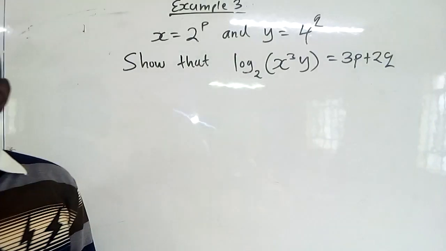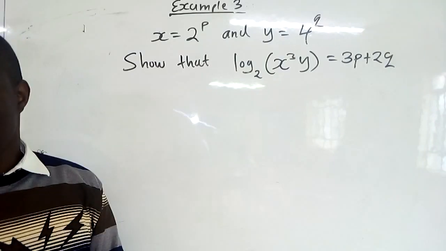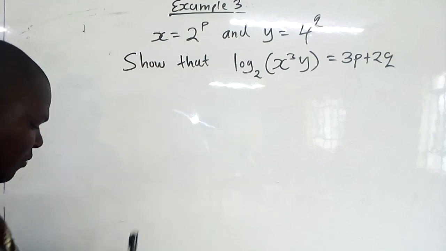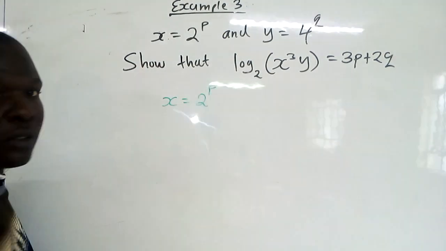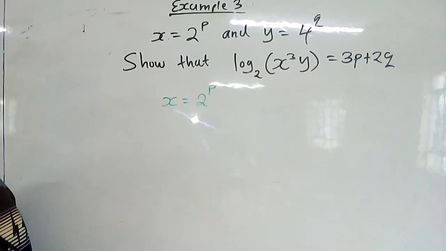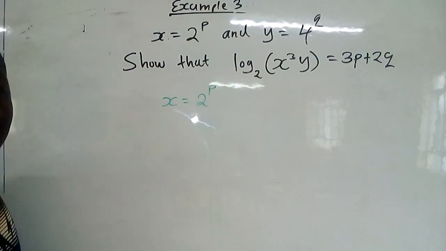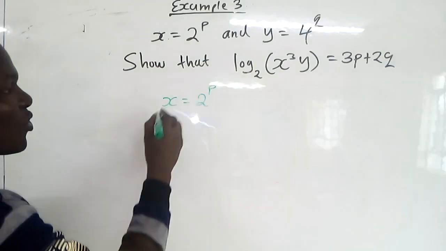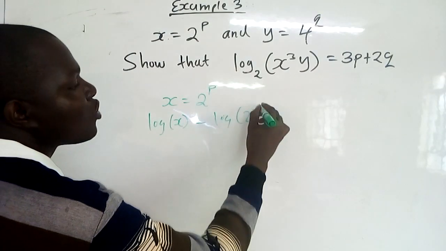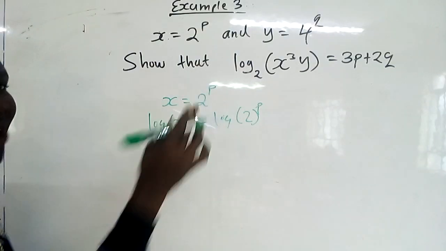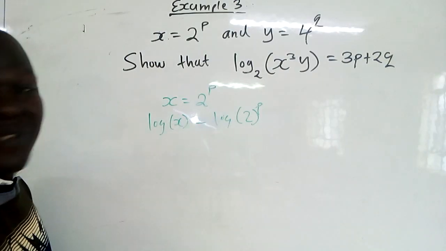When it is in terms of p and q, it means we make p and q the subject of the formula, isn't it? Now the best way you start here, you have x is equal to 2 raised to power p. So the best thing you can use is logarithms by definition, or you just introduce log on both sides of the equation. If you introduce log on both sides of the equation, you get log x is equal to log 2 to power p, isn't it?